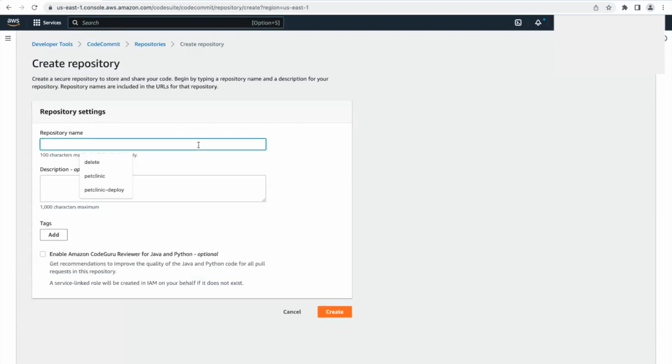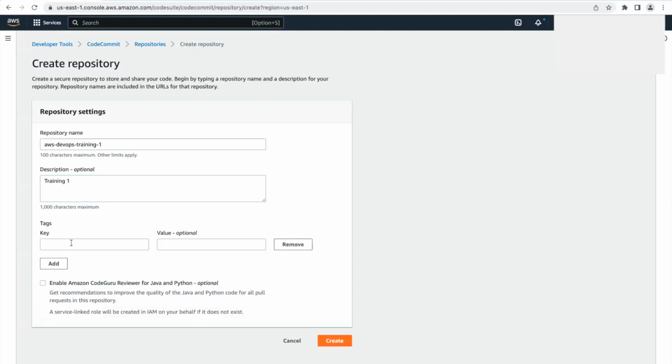And you can give something like AWS DevOps test or training. Give some description. And if you want to give a tag, up to you. I'll give some name. This is not mandatory, it's optional.